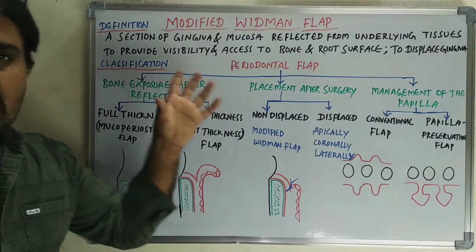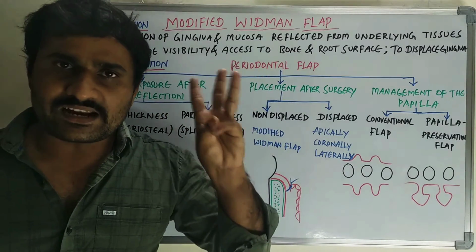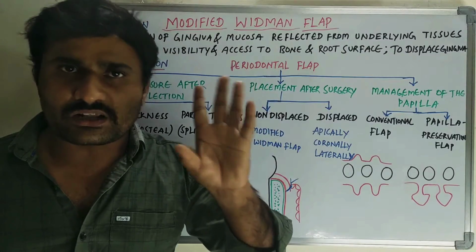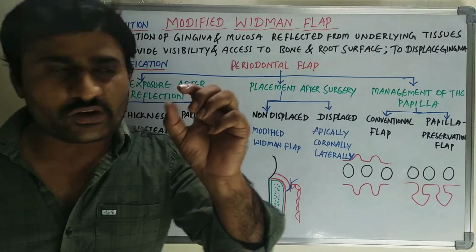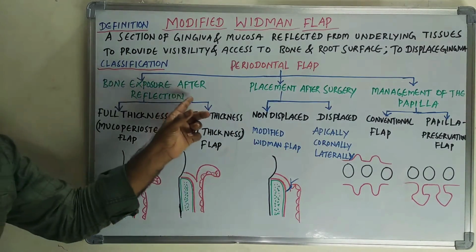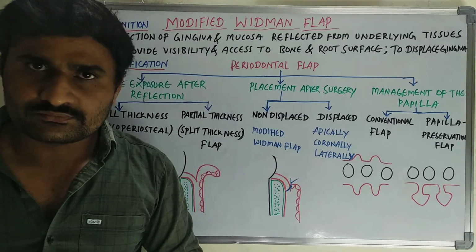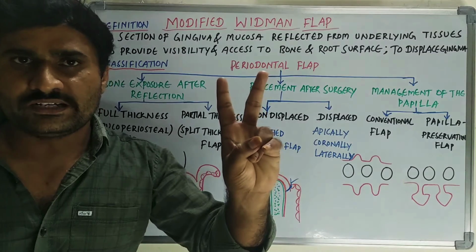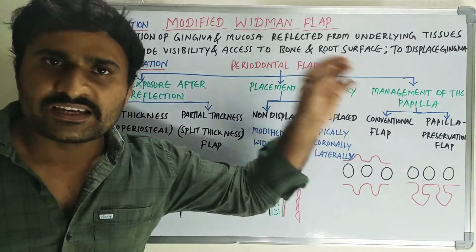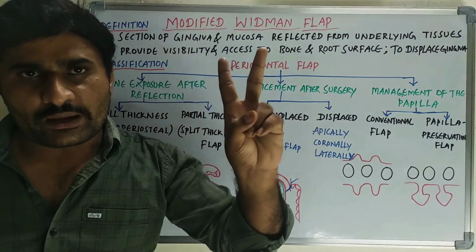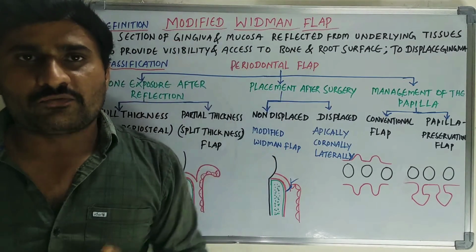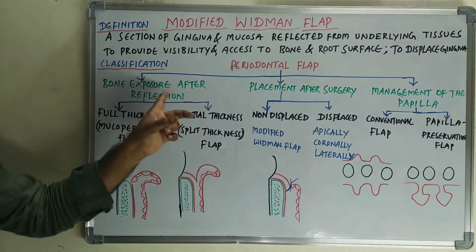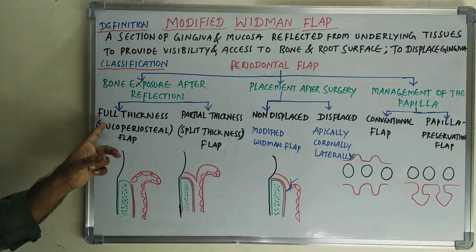And then coming to the classification, there are three criteria to classify the periodontal flaps. The first one is bone exposure after the reflection. Based on that criteria, it is divided into two. Right? There are three criteria, and in each criteria there are two types of periodontal flaps. So based on bone exposure after reflection, is it full thickness?